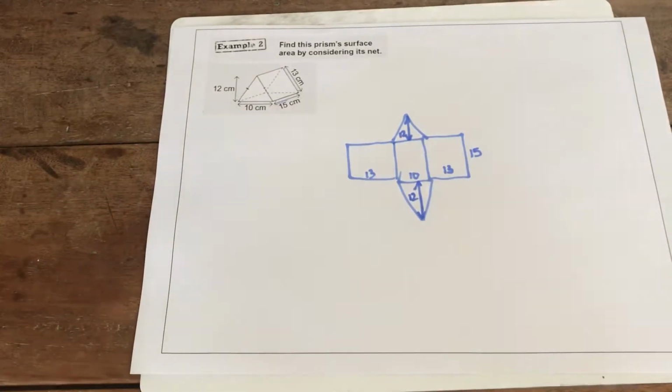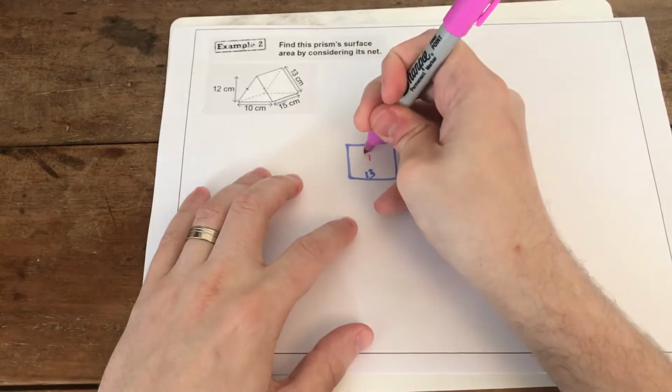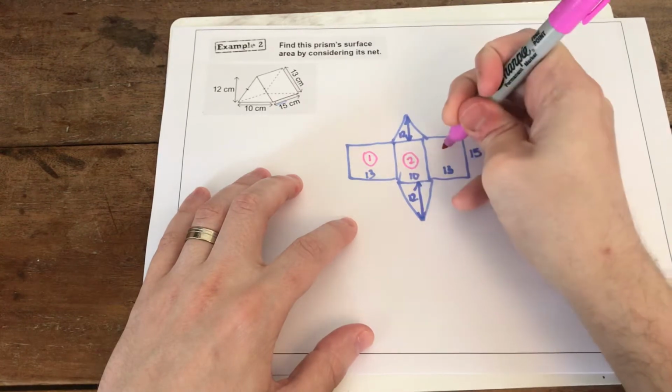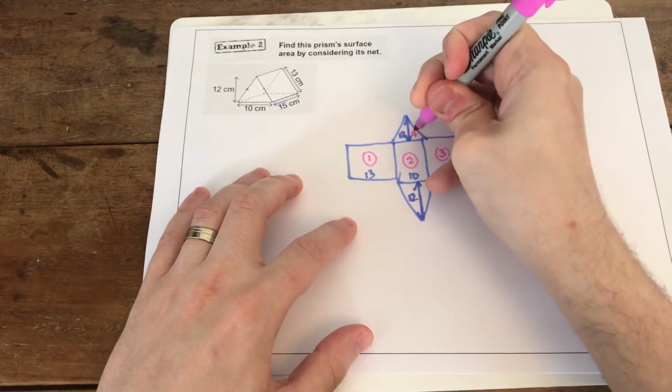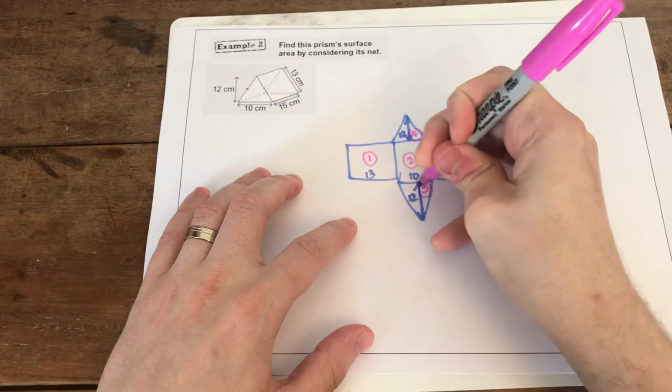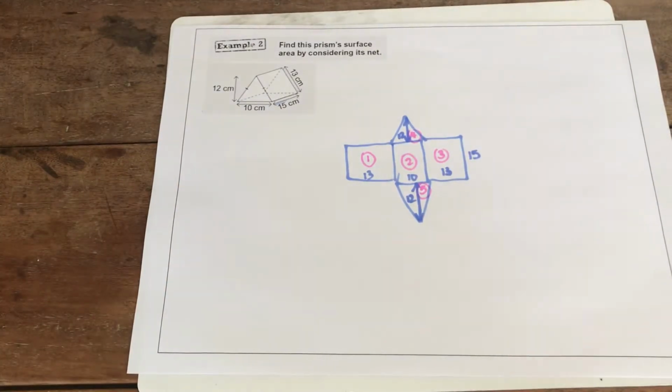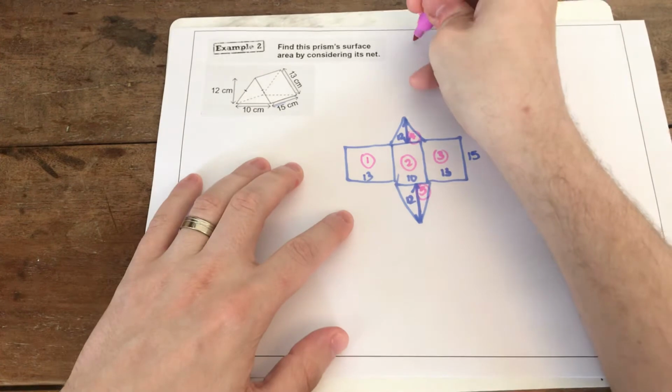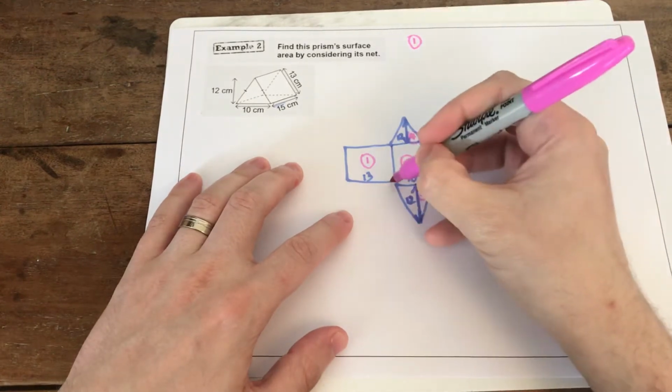What I'm then going to do is label these 1, 2, 3, 4 and 5. It doesn't matter which order you label them in. You could have labelled your triangles first if you wanted, but I'm going to work out the area of each of these. So if we have a look, the first one is this rectangle here.